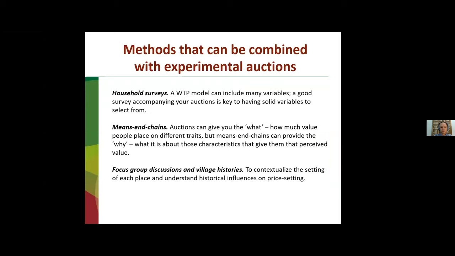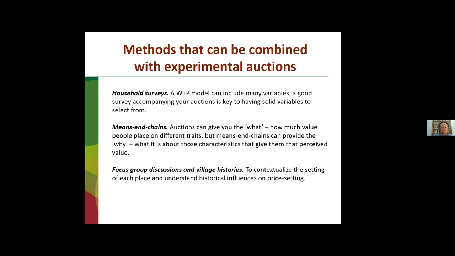So what methods can we combine with auctions? Well, we've already talked a bit about household surveys. So especially if we want to build a willingness to pay model, so we want to understand what characteristics of the participants changed their bids, you have to collect other variables, and household surveys is a typical way to do that. So what those variables will be really depends on you.